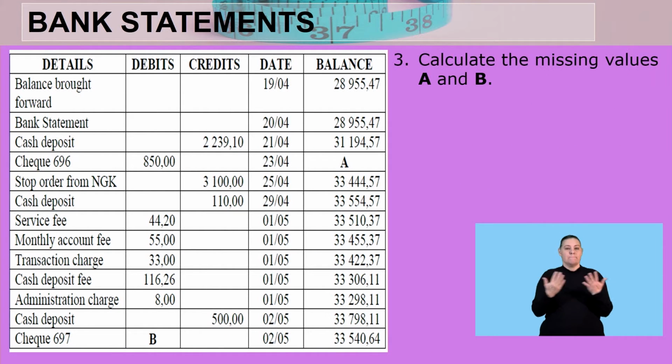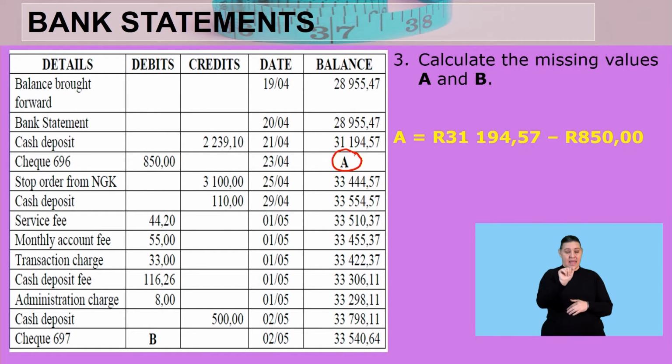Calculate the missing values of A and B. So there's A first. All right, A. Now if you look at this, your balance is basically from the previous time here, 31,194 Rand, 57 cents. A debit gets taken away, and we get 30,344 Rand, 57 cents. There's B, right at the bottom.